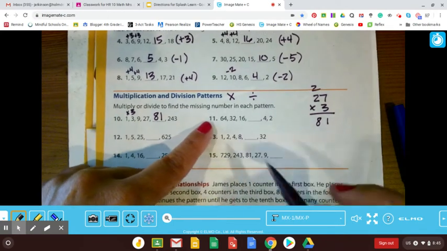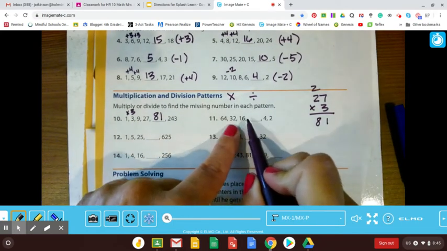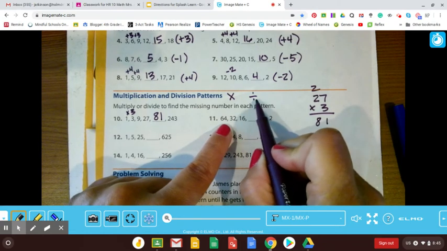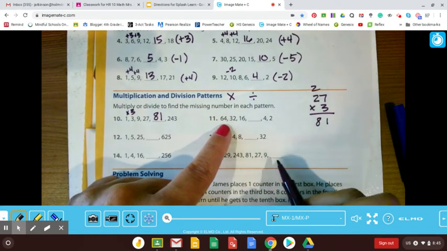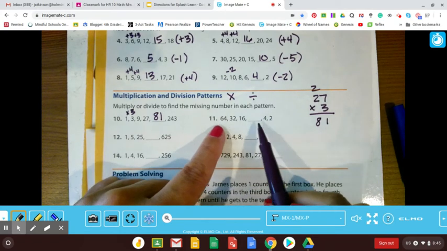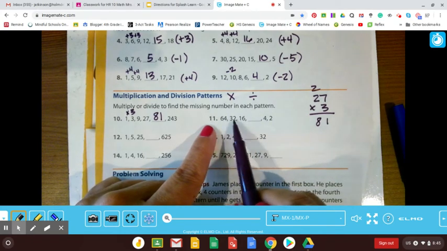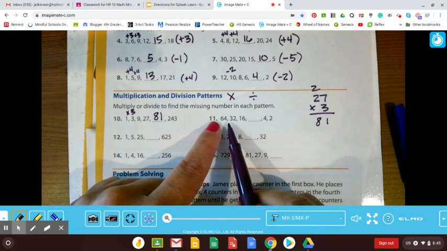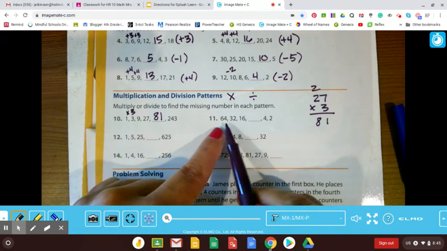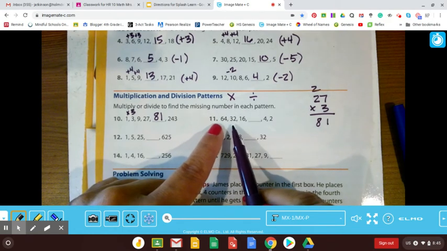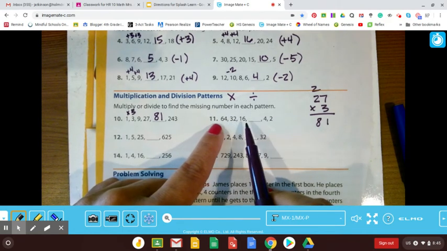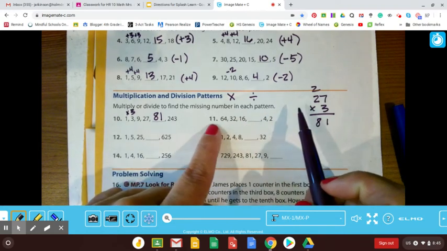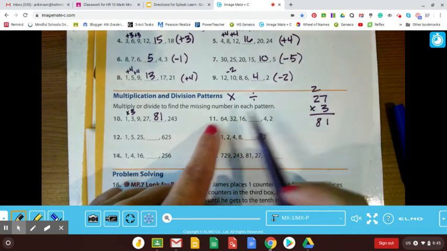Let's go to 11. So we have 64, 32, 16. It looks to me like the numbers are getting smaller, which means I'm going to be doing some division, right? Now, when doing division, if you take a look at the numbers in the beginning of the pattern, you're going to notice that they're oftentimes pretty big, like a 64 and a 32 are pretty big numbers. I don't like thinking in terms of big numbers. So instead, I'm going to use inverse operations. I'm going to flip it. I'm going to go backwards in this problem and start at the end and work backwards.